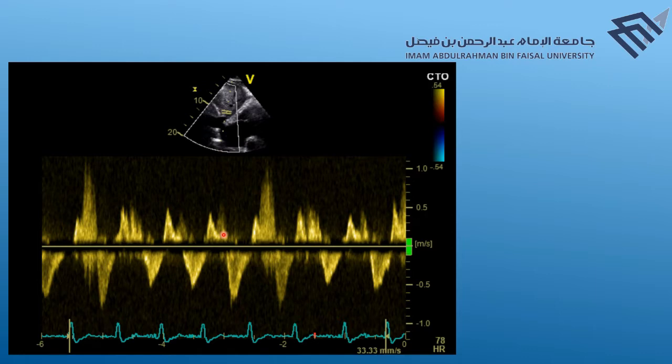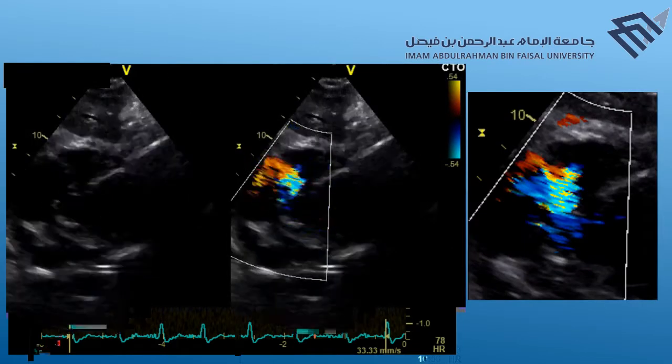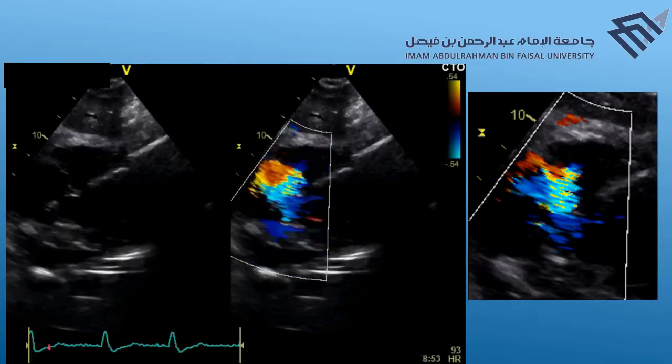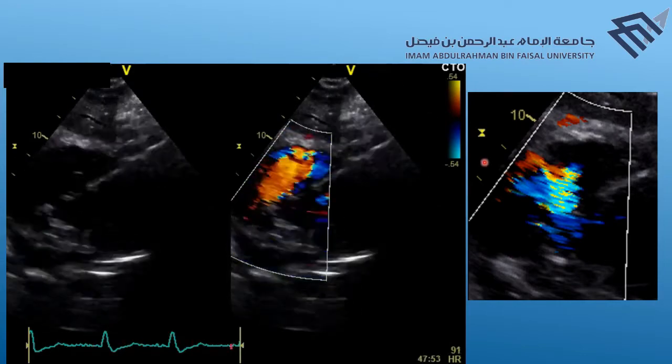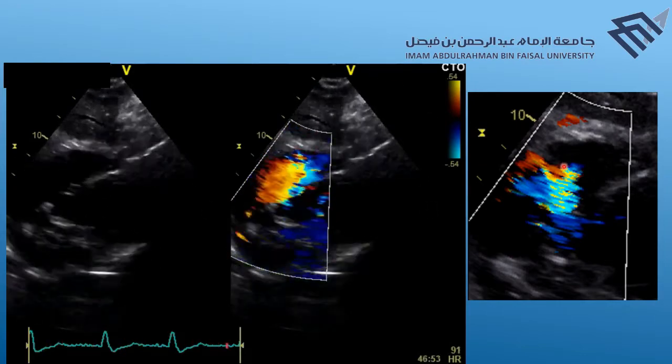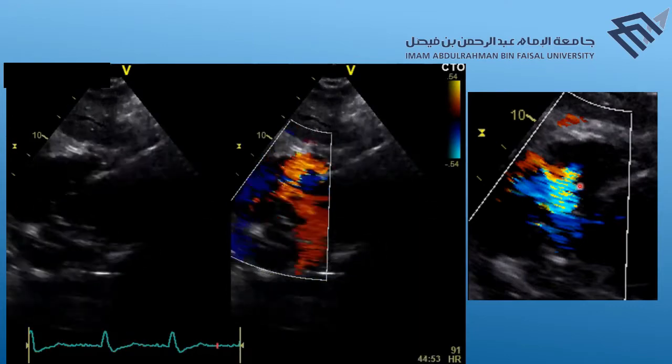So again, in subcostal view, we note here that there is a well-aligned tricuspid regurgitation jet. We can see all components of the tricuspid regurgitation jet. We can see here the flow convergence zone, the vena contracta, which is the narrowest area, and the jet area. So this is a very good jet for spectral Doppler.